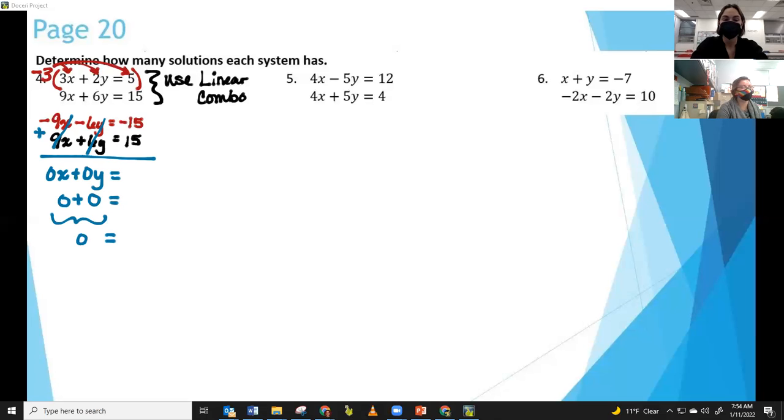Yeah, my 9s cancel out, my 6s cancel out. What happens with my 15s? They also cancel. So I get a 0 there. Is this true? Does 0 actually equal 0? Yes, 0 and 0 are the same value. So that means infinitely many solutions.